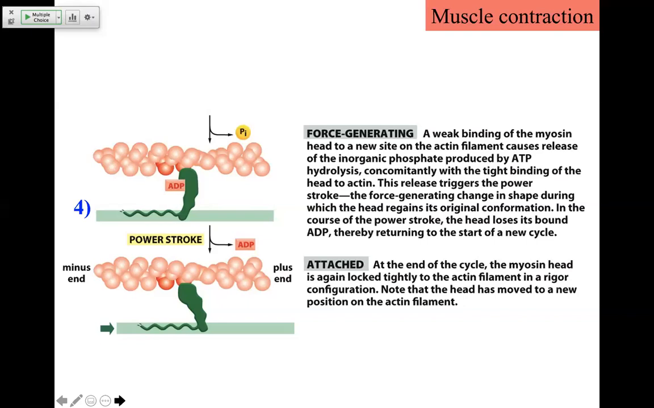All right, we've run out of time. I will stop here. We will pick up here on Wednesday. We'll start with a clicker question, and then we'll talk about how this is regulated. How is this muscle contraction regulated? It needs not only ATP, but also needs to be regulated in response to nervous stimulation.